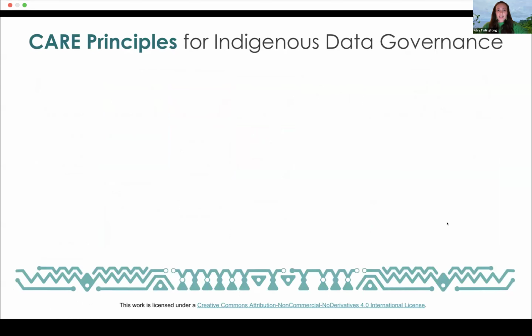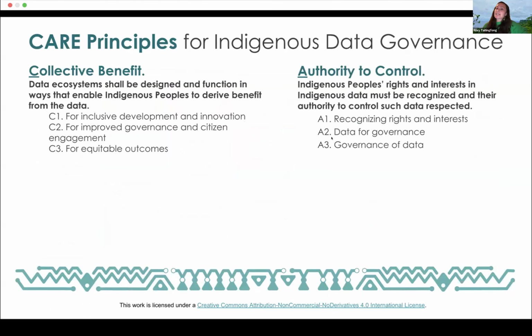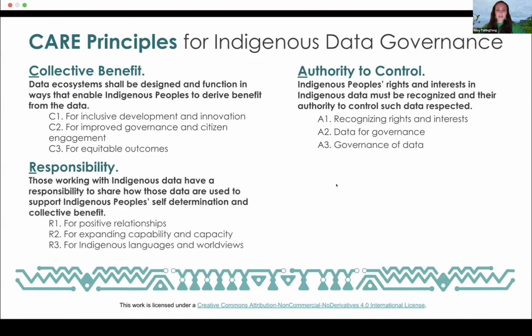And so the CARE principles for Indigenous data governance include C for collective benefit. And this is about ensuring that data ecosystems really enable Indigenous peoples to derive benefit from the use of their data. A, which we really see as the heart of the CARE principles, stands for authority to control. And this is about Indigenous peoples' rights and interests to their data and making sure that their authority to control how their data are used is upheld across various data ecosystems and institutions interacting with their data.